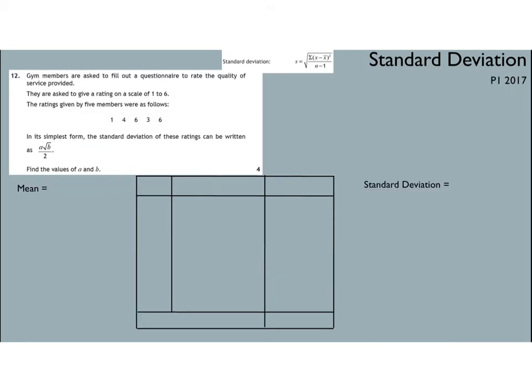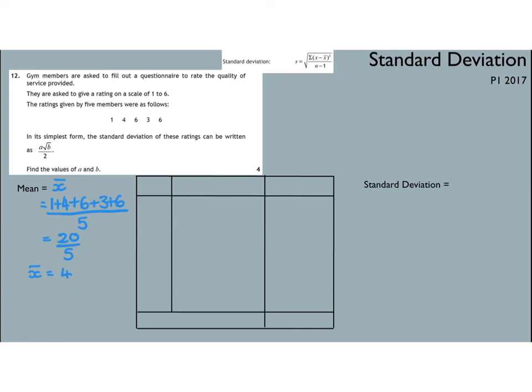Okay, again, I'll start off by finding my mean for these. So that's my working out for the mean there. So have a look at your working out. Did you get your mean as 4 as well? If not, have a look back through my working out and see where you've made a mistake.